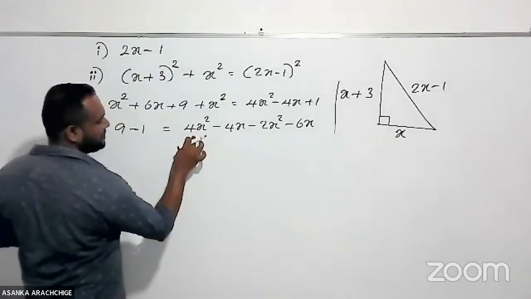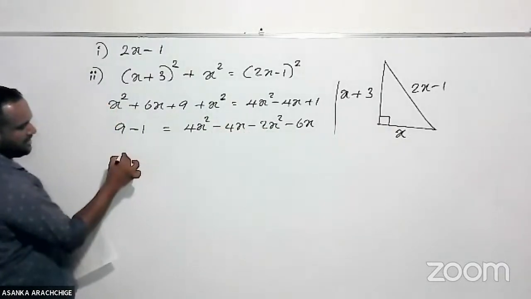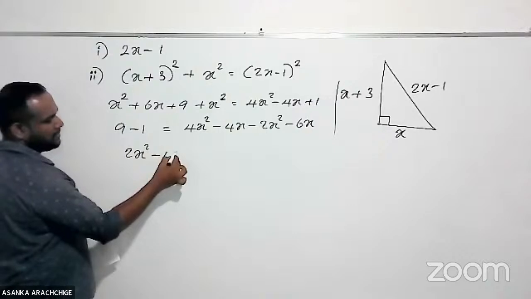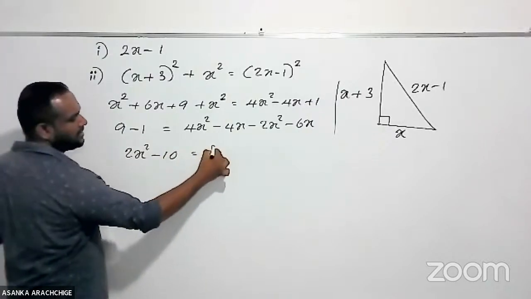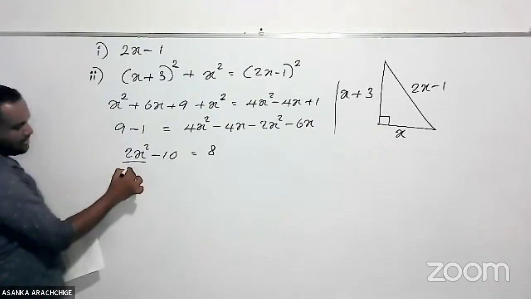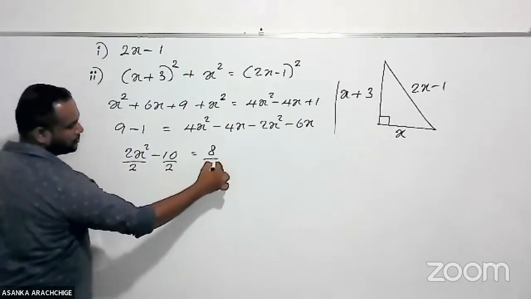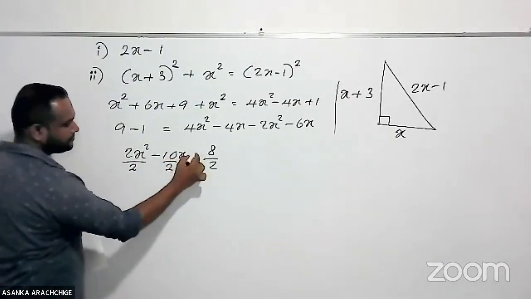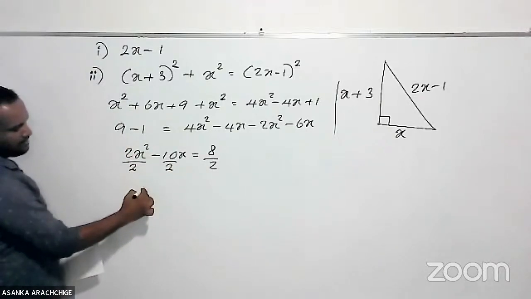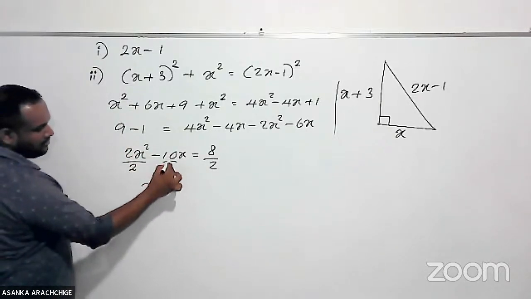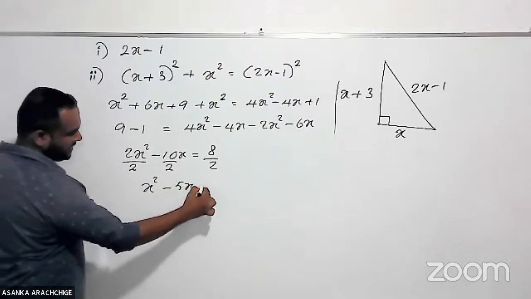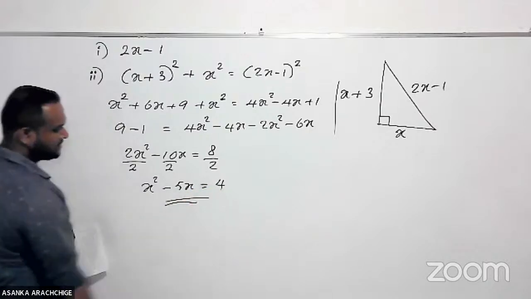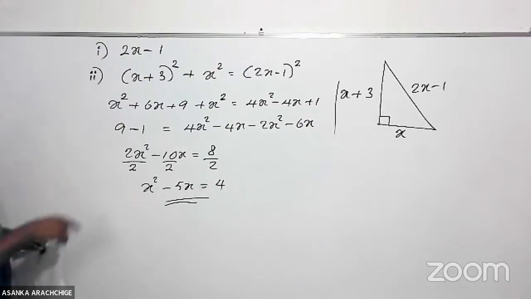Then I write this part first: 4x squared minus 2x squared, that is 2x squared, minus 4x minus 6x, minus 10x, is equal to 8. Now divide each and every term by 2. 2x squared by 2 is x squared, 10x by 2 is minus 5x, 8 by 2 is 4. Yes. We can show that this equation can be obtained from that information.